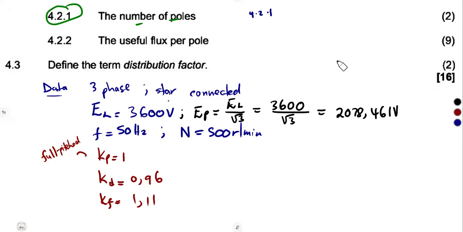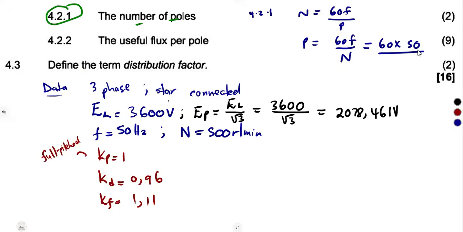Remember, we can manipulate from n, the speed, which is equivalent to 60F over P. So we can have P from there, cross multiply, then divide. So it's going to be 60F over N. That's 60 times our frequency, 50, over the speed in revs per minute, which is 500. It must be in revs per minute.